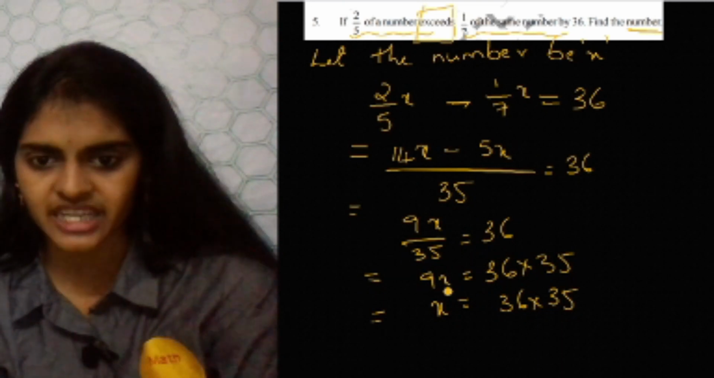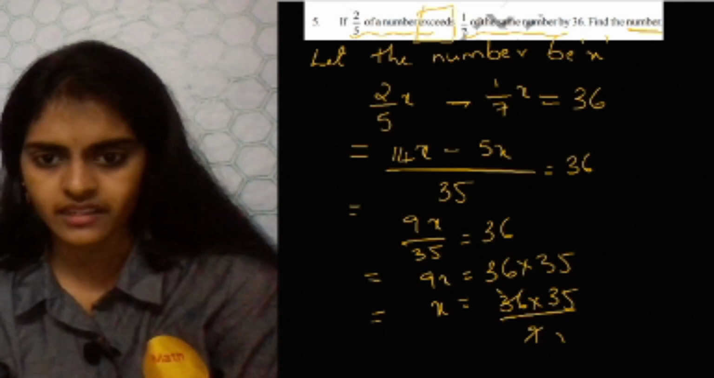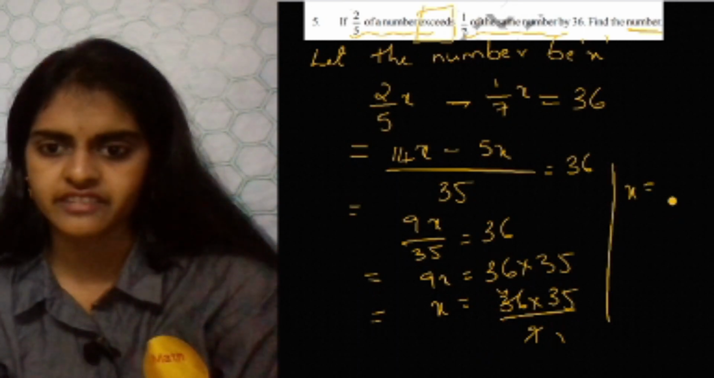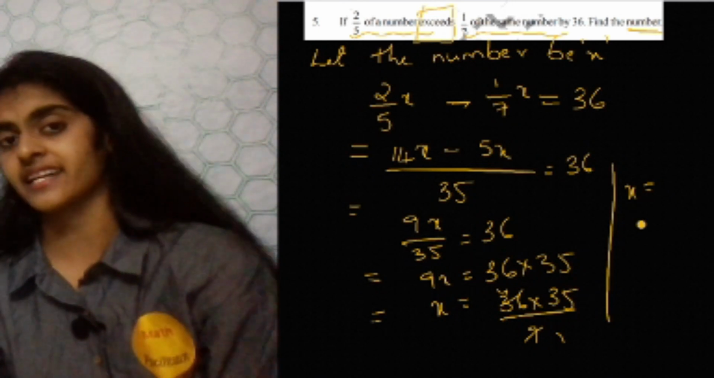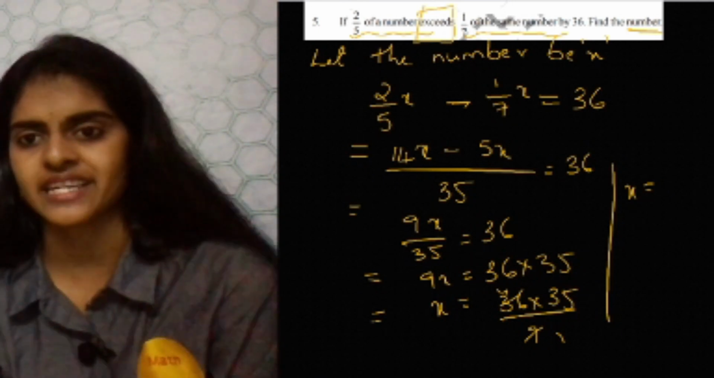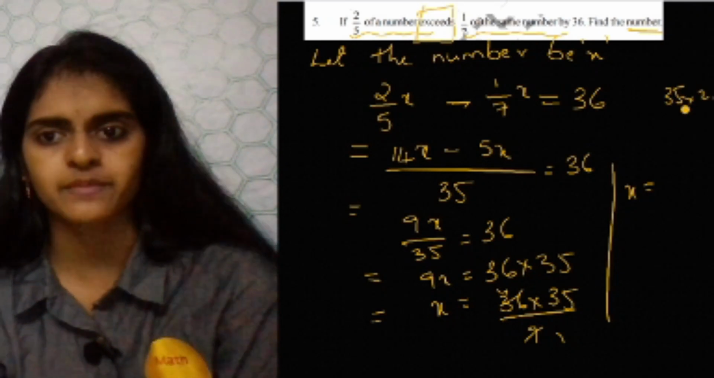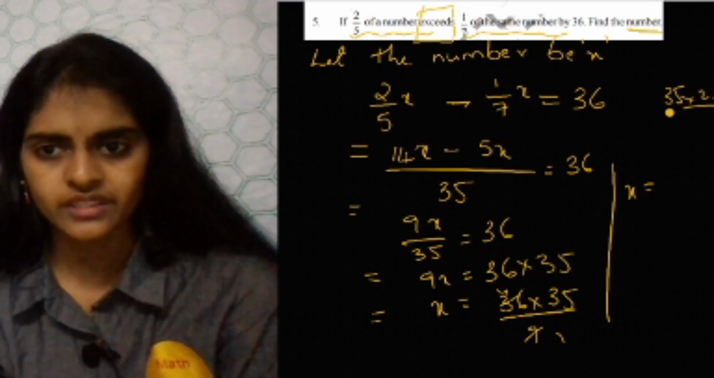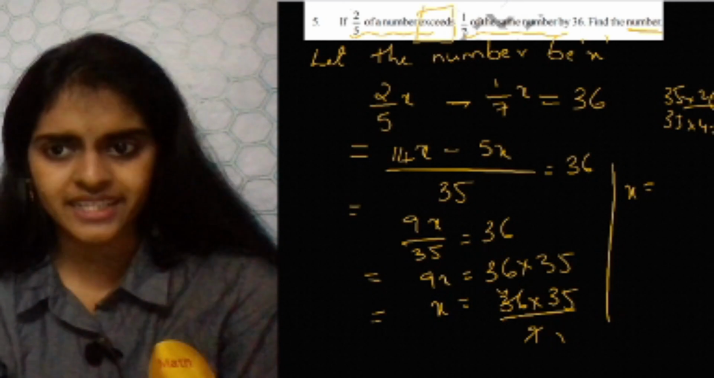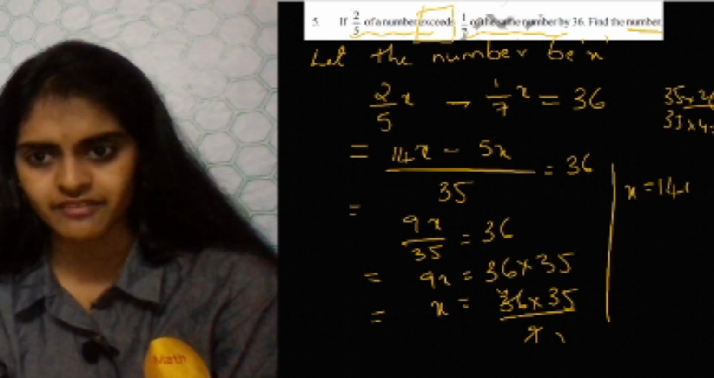This 9 is in multiplication, going to the other side becomes division. So 9 ones are 9, 9 fours are 36. So x is nothing but 35 into 4. Now see, there is one more shortcut. 35 twos are 70, isn't it? 35 multiplied 2 times gives you 70. Now 35 multiplied 4 times gives you what? If you double 70, it will give you 35 multiplied 4 times. So it is nothing but 140.